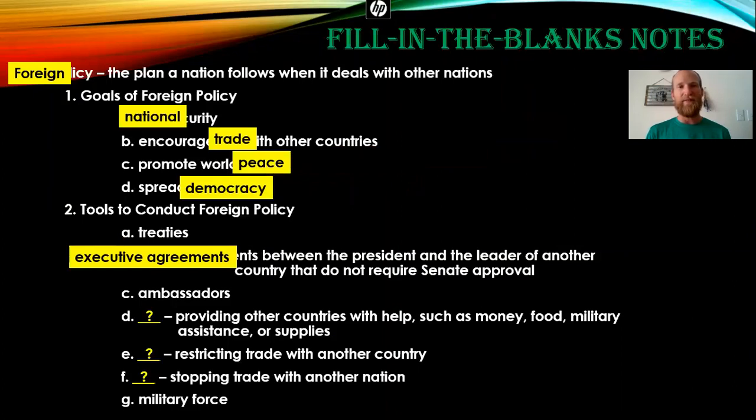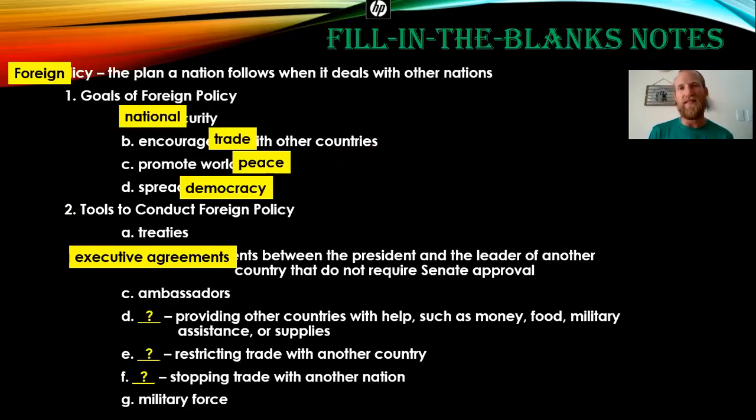An executive agreement is an agreement with our president and the leader of another country that does not need Senate approval. The big difference here between a treaty and an executive agreement is kind of like the difference between a law and an executive action. Laws and treaties have a lot more power because they were approved by another branch of government. So it's really hard to go against a treaty or to go against a law. You would need to have congressional approval or Senate approval to change these things.